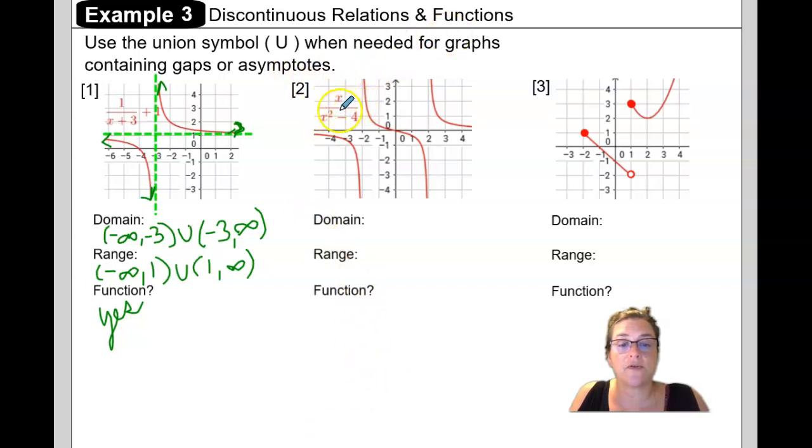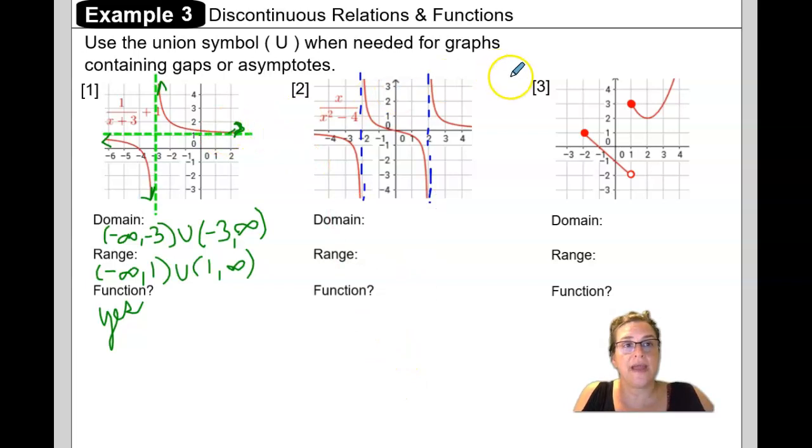This is x over the quantity x² minus 4. It's a rational function. That denominator x² minus 4 would cause a 0 in the denominator if x was either -2 or +2. Both of those x values would cause this function to be undefined. And so we have a vertical asymptote here at -2 and at +2.